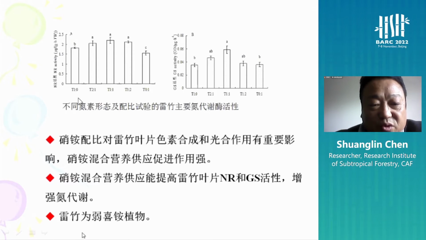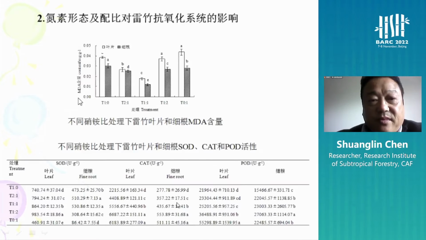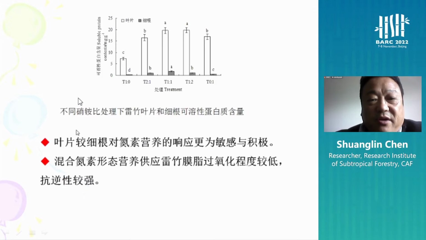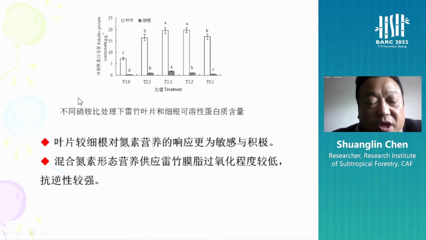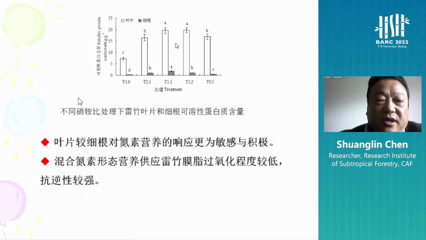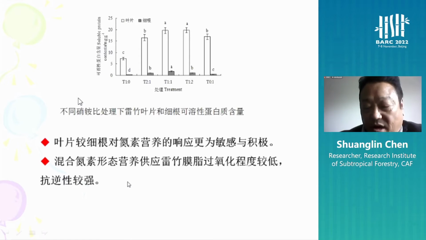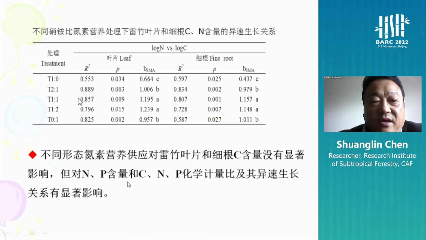We also have research on nitrogen and carbon in the leaves and in the very thin roots, which have a more sensitive response to nitrogen nutrition. That will really help the early bamboo shoots in growth.